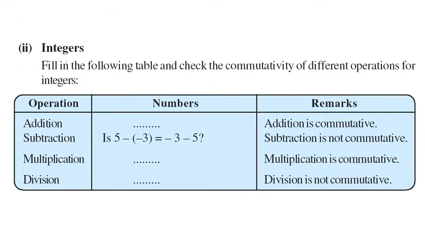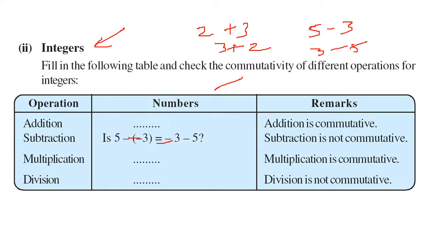Integers also, when you add, or you can say commute, if you are adding 2 with 3 or 3 with 2, you will get the same integer. When you subtract, again you will get some number, but subtraction is not commutative here. I'm not talking about the closure property, I'm talking about the commutative property. That is, 5 minus 3 is not equal to 3 minus 5. These two are different numbers, so subtraction is not commutative.